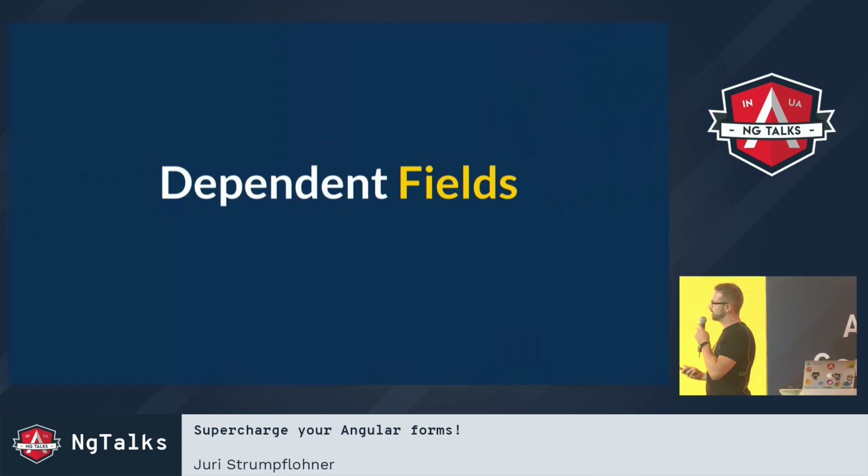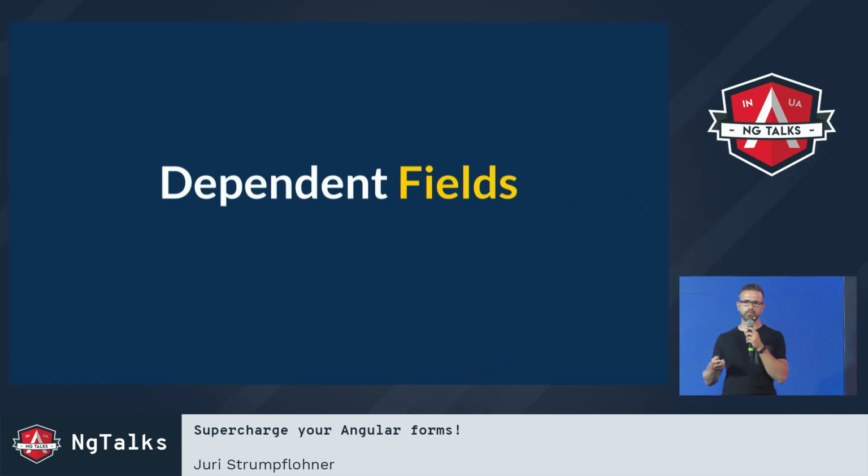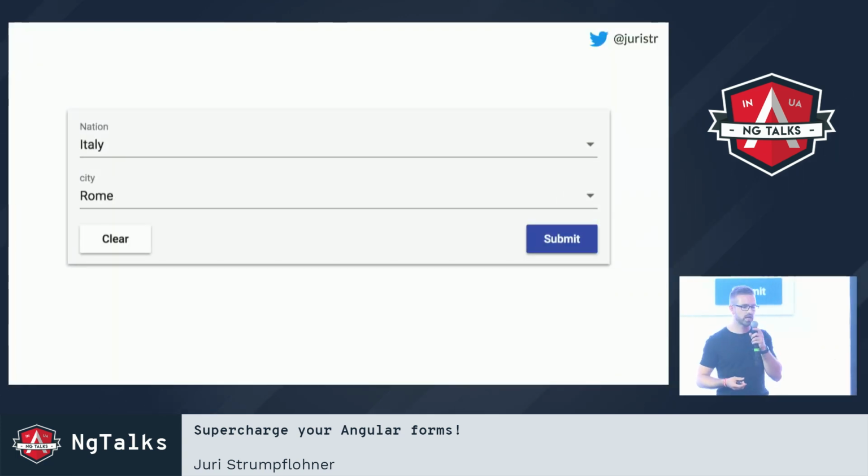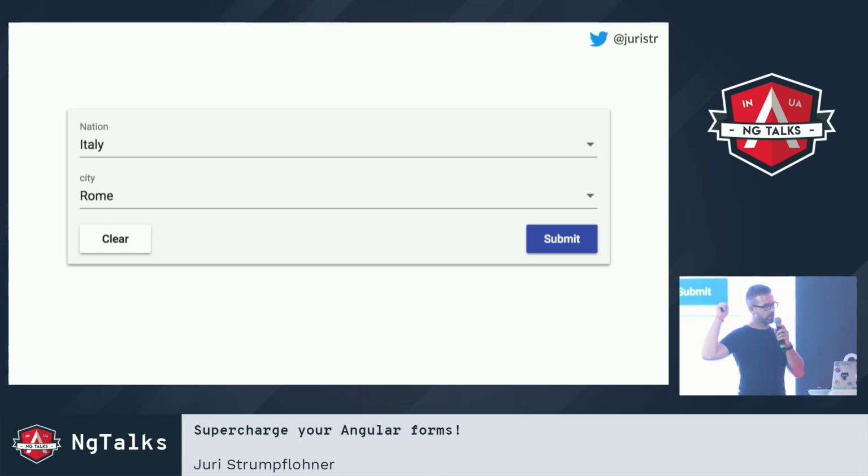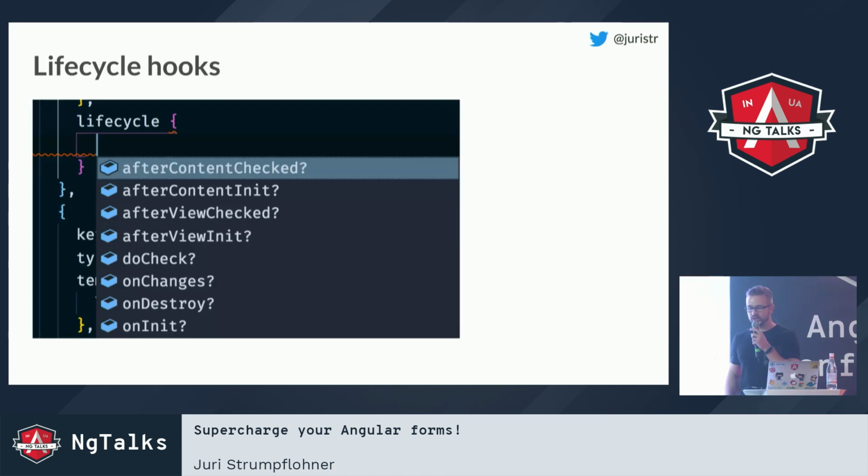Now let me show some more advanced stuff. One thing is dependent fields. We have that all the time. When you choose the nation up there, you want to automatically update the city below, right? And so in Formly, you can do that by using those lifecycle events.